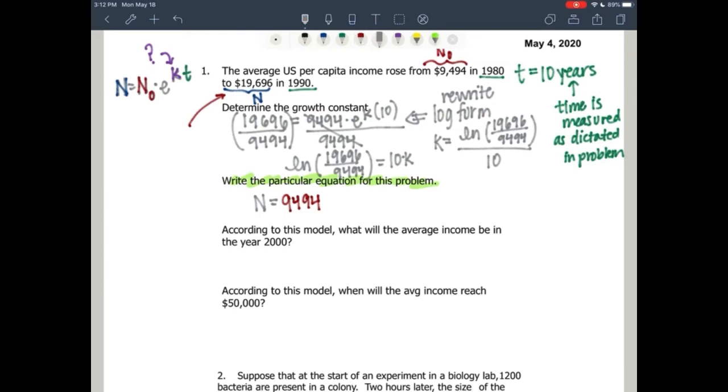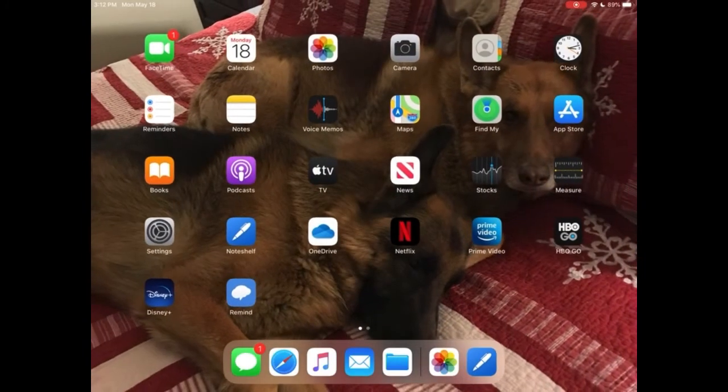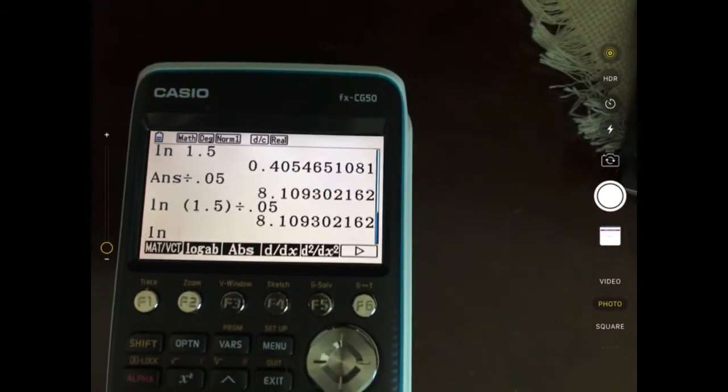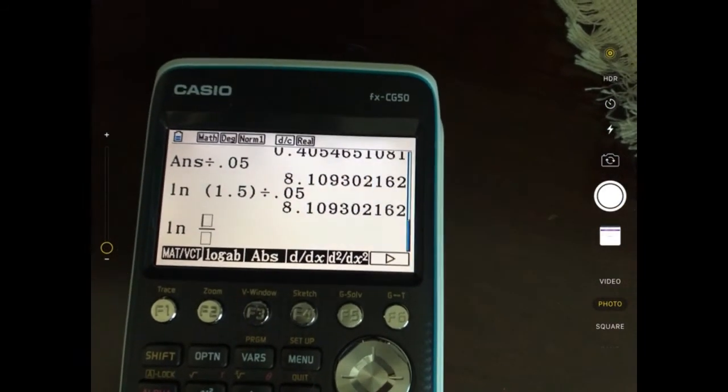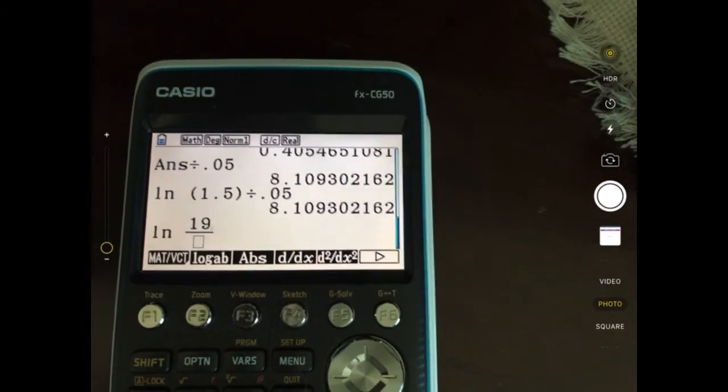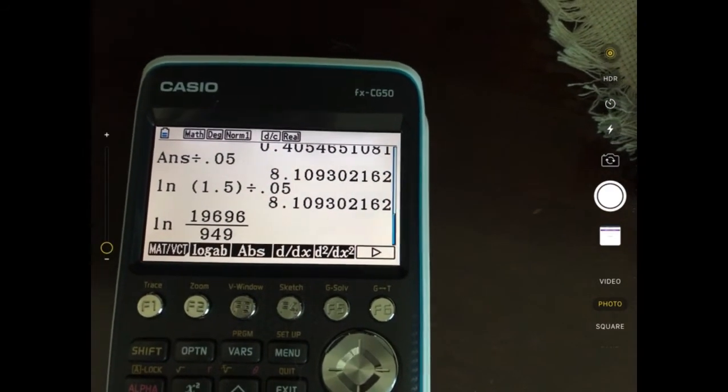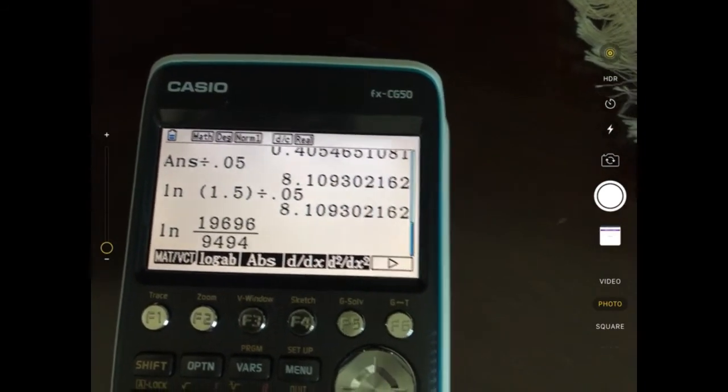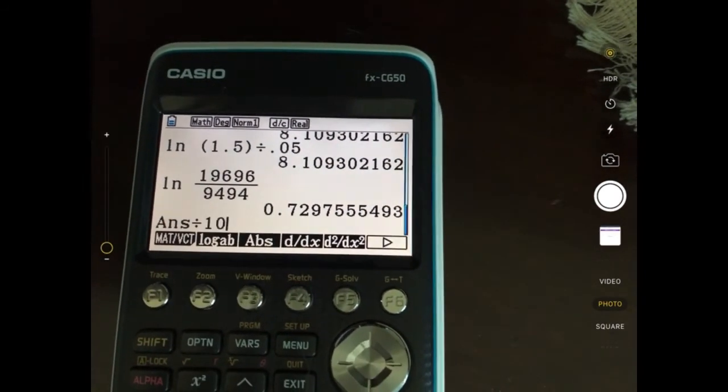9,494 is not changing. E is not a variable, so it's staying. Then we have K times T. Well, K, we already know what K is. This K value, that's the value that's going in the exponent. So we're going to put that into our calculator. I'm going to continue to show you this on the calculator just so that you get used to seeing it. The natural log of a fraction, 19,696 over 9494. And I'll show you how I do this. I press enter, and then I divide that by 10.